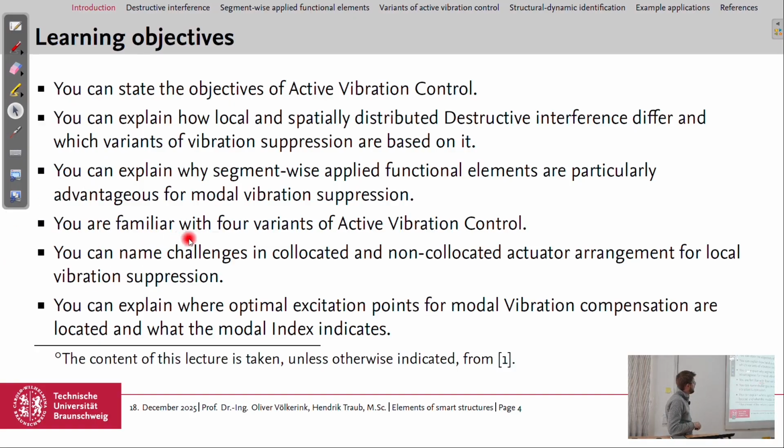You're familiar with 4 different variants of active vibration control. We will have a look at 2 more in detail and 2 we visit just briefly. Then you can name challenges in collocated and non-collocated actuator arrangement for local vibration suppression. And you can also explain where optimal excitation points or positions for actuators are for modal vibration compensation.